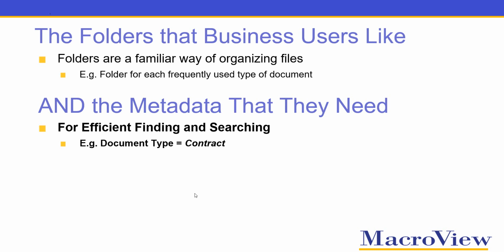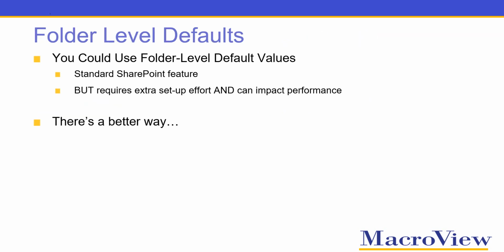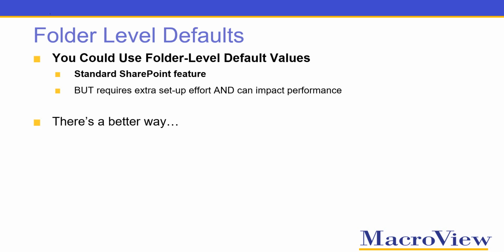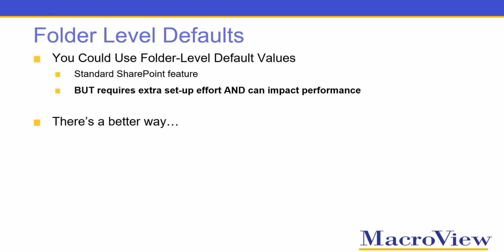So for example, if a user stores a document into a folder called contract, then a metadata column, for example, document type, is automatically set to contract. That way you have the best of both worlds, the folders that business users like and the metadata that they need. You could do this by using folder level default values, which is a standard SharePoint feature. But this requires extra setup effort and it can impact on your performance.